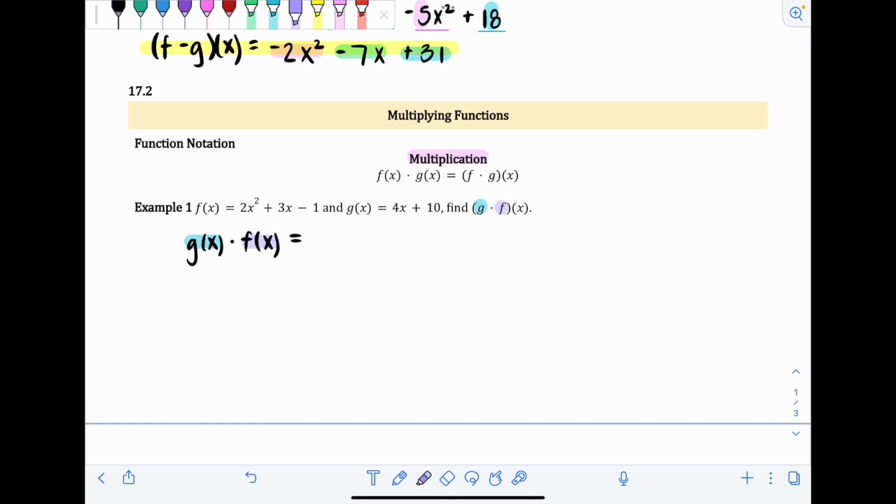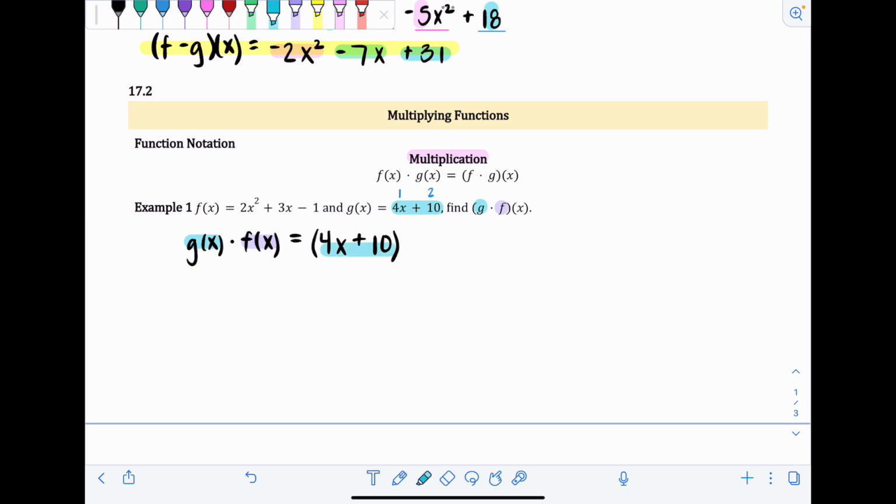So g of x is 4x plus 10. And when you're multiplying, it's kind of the same as when you're subtracting. If you have more than one term, it needs to go in parentheses. Terms are separated by a plus or minus. So g of x has multiple terms, and I'll put those in parentheses. That's this section right here.